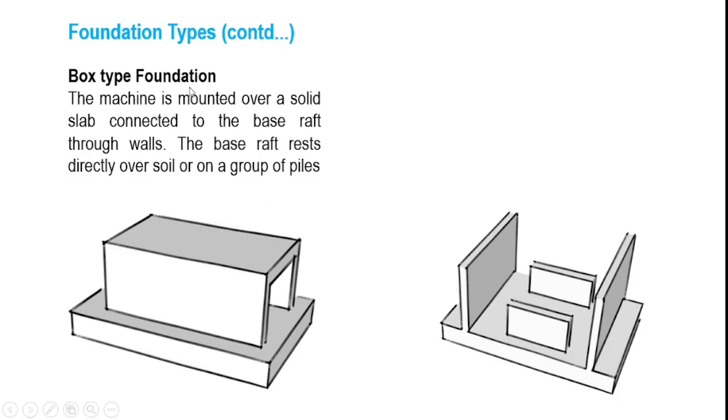Then we have the box type foundation. So it is very clear to you, it's a box type, so it forms a box. So here what is done is that the machine is directly supported over a solid slab. Okay, and this solid slab is connected to the base raft through a number of vertical standing walls. And the base raft again can be directly bearing against the soil or through the piles.